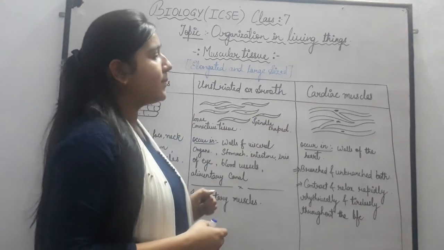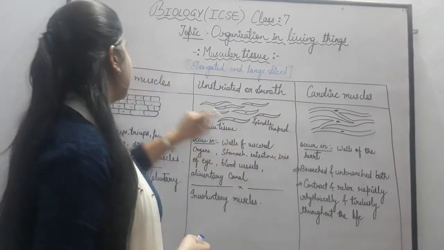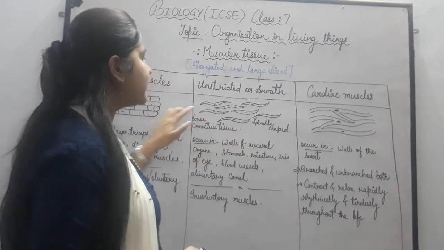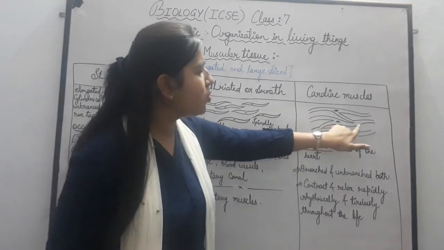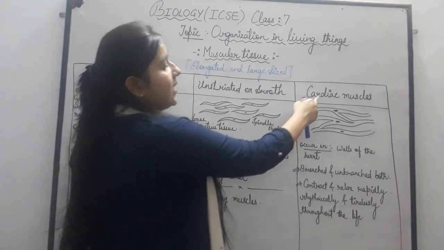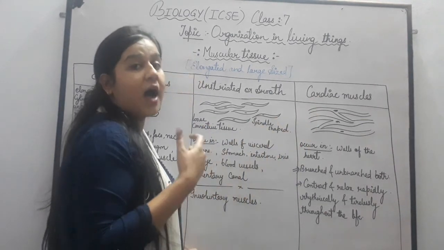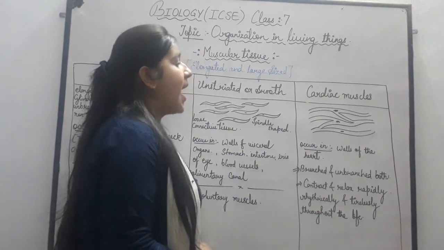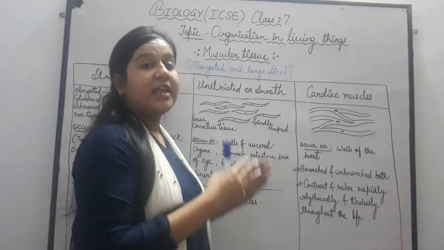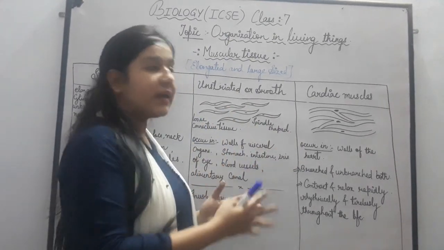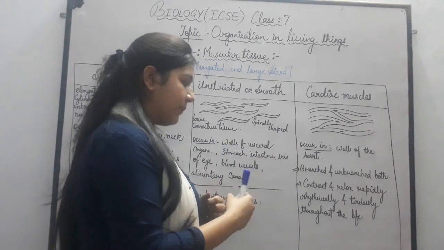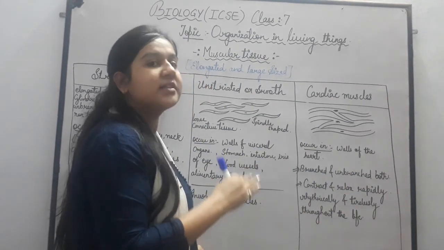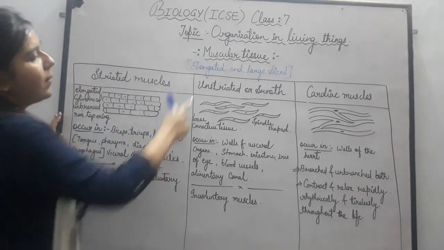Next, the third type: cardiac muscles. Cardiac muscles are the combination of striated and unstriated muscles because they are both branched as well as unbranched. You can see in the diagram they are branched also and unbranched also. The word cardiac is always related to our heart. So such muscles are present in the walls of the heart, and these muscles never get tired. They beat continuously, rhythmically, and also contract and relax rapidly, and they beat throughout life. They never stop and they never get tired. So students, these are the types of muscular tissues.